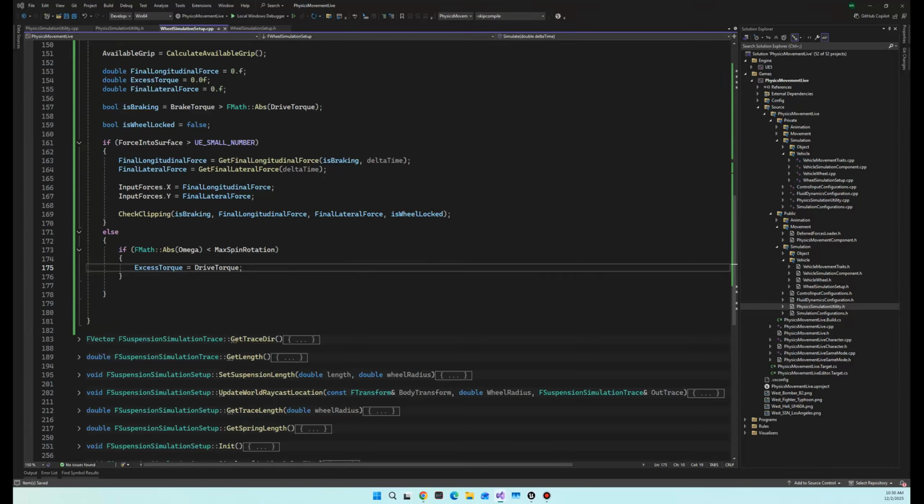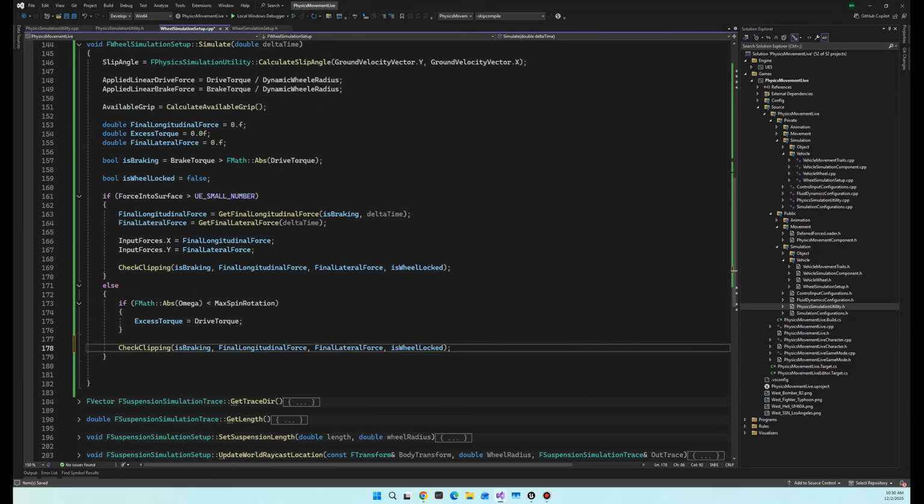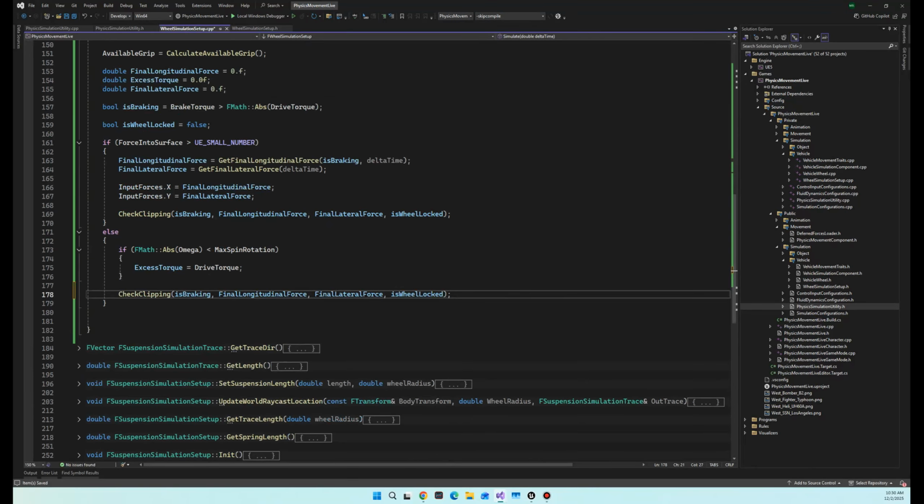And again, we're going to run the clipping function. But this time, since we're not calculating these values, these final longitudinals will be 0 and 0. And then again, we're just checking to see if the wheel's locked and if it's braking. So we want to check for clipping in both cases, whether we're in contact or not in contact.